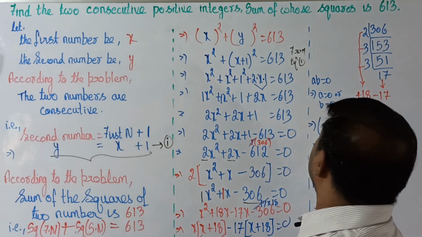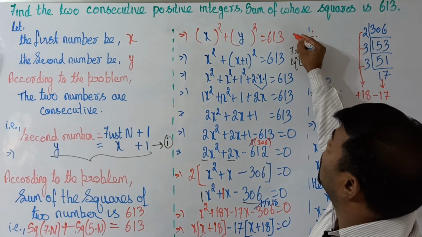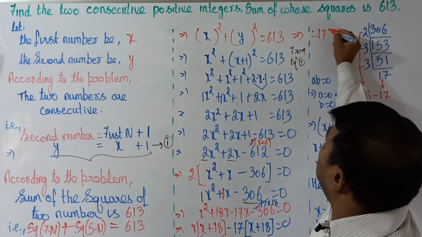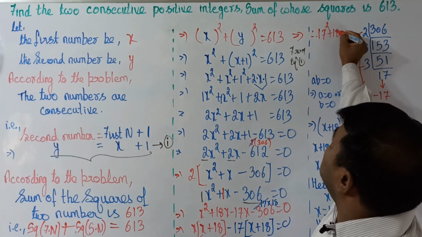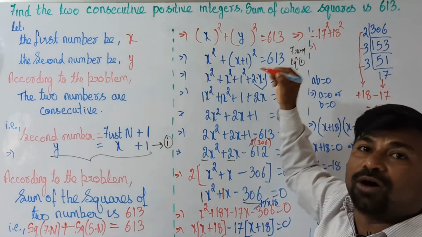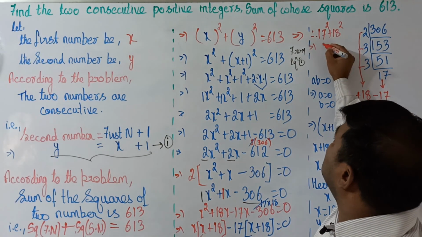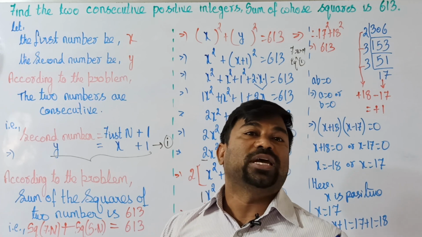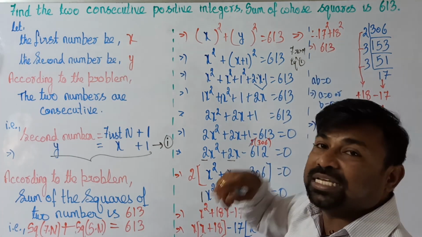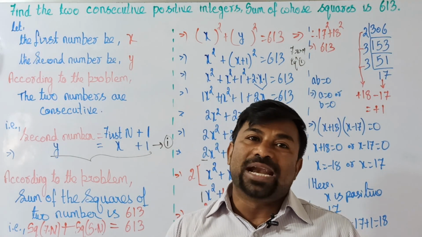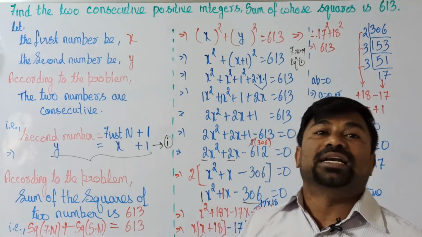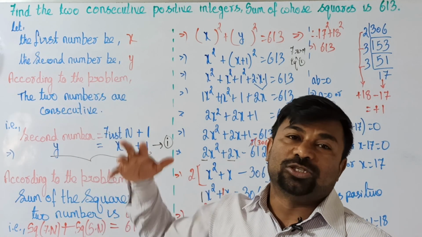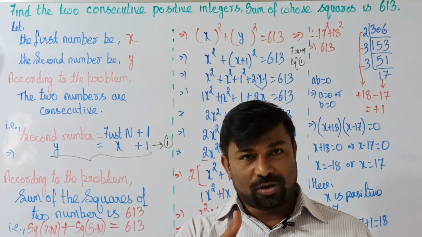Now let me simplify that here. Verification part: 17 squared plus 18 squared. If you check it out, yes, we will get the answer as 613. 17 squared is 289 and 18 squared is 324. If you add them up, you will get 613, which clearly tells us that yes, it is verified. The two numbers we got are correct. Hope you are able to understand.